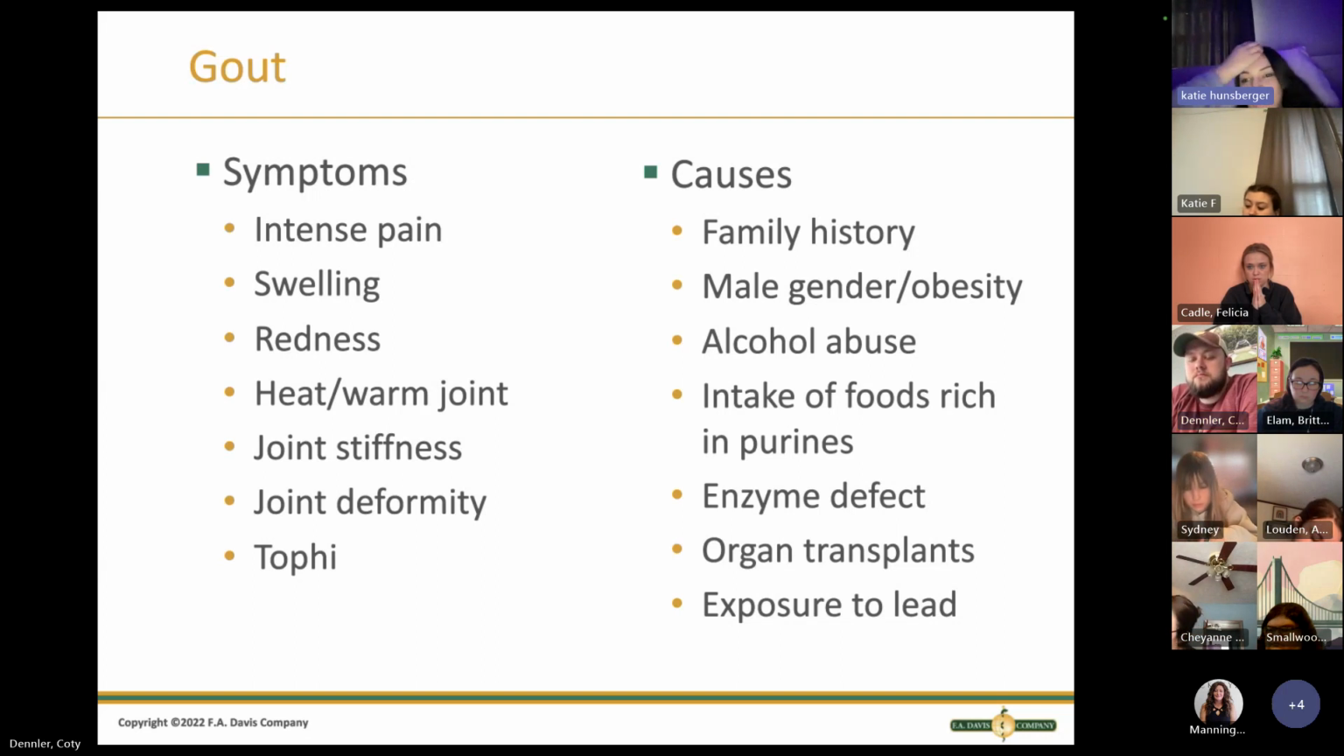Can I add something to this? Sure. So I was at work a couple weeks ago, and one of our regular patients has gout, and he showed us his hands, and I guess he has a very severe case of gout.